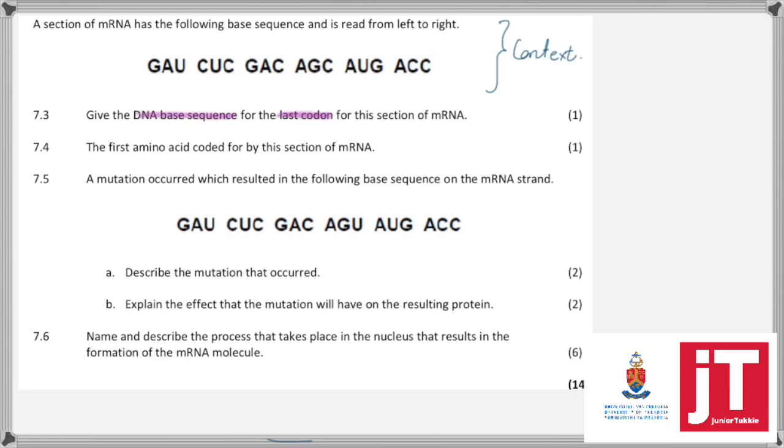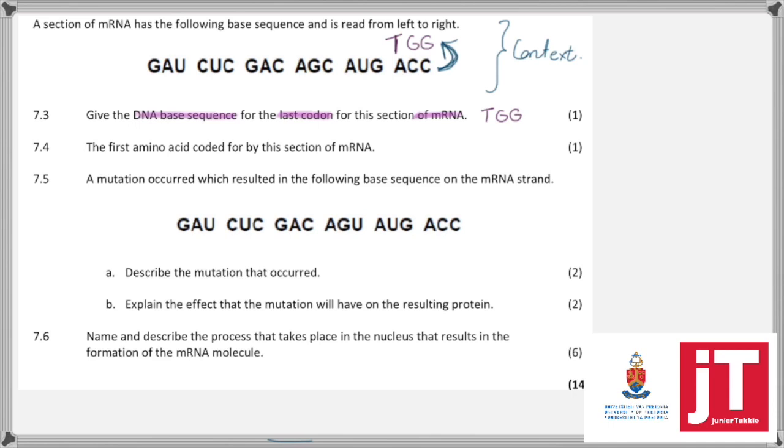Give the DNA base sequence for the last codon in this section of mRNA. So now we're working backwards. If this is an mRNA, we need to know where this mRNA came from if we refer back to the DNA. So here, where they're referring to the last codon, ACC, and if I take it back to my DNA, ACC would have resulted from TGG on my DNA. So there's the base sequence for the last codon on this mRNA strand.